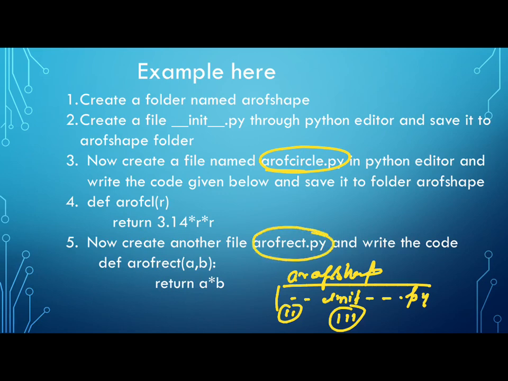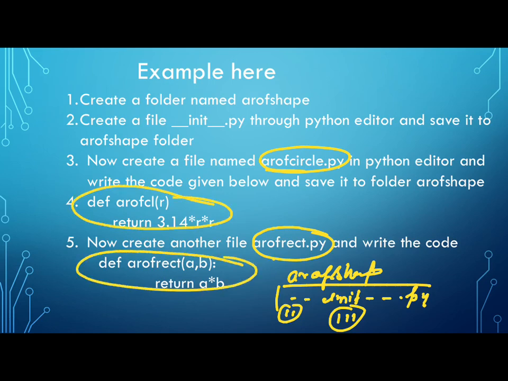For the first file you have written the code. For the second file you have written the code. So now in this folder area of shape we have three files: init, area of circle, and area of rectangle. I hope it is very clear to you that this folder has been created. In this folder we have created three files, and these files have been stored in this particular folder.